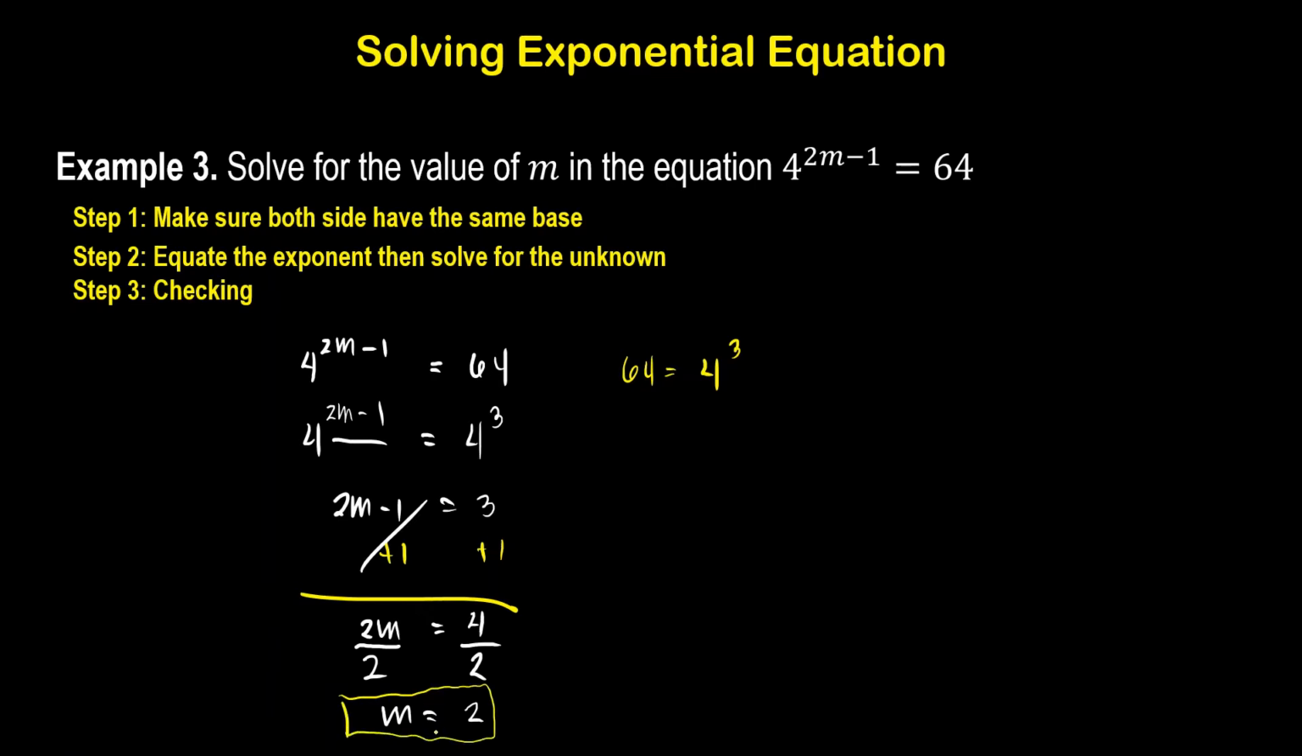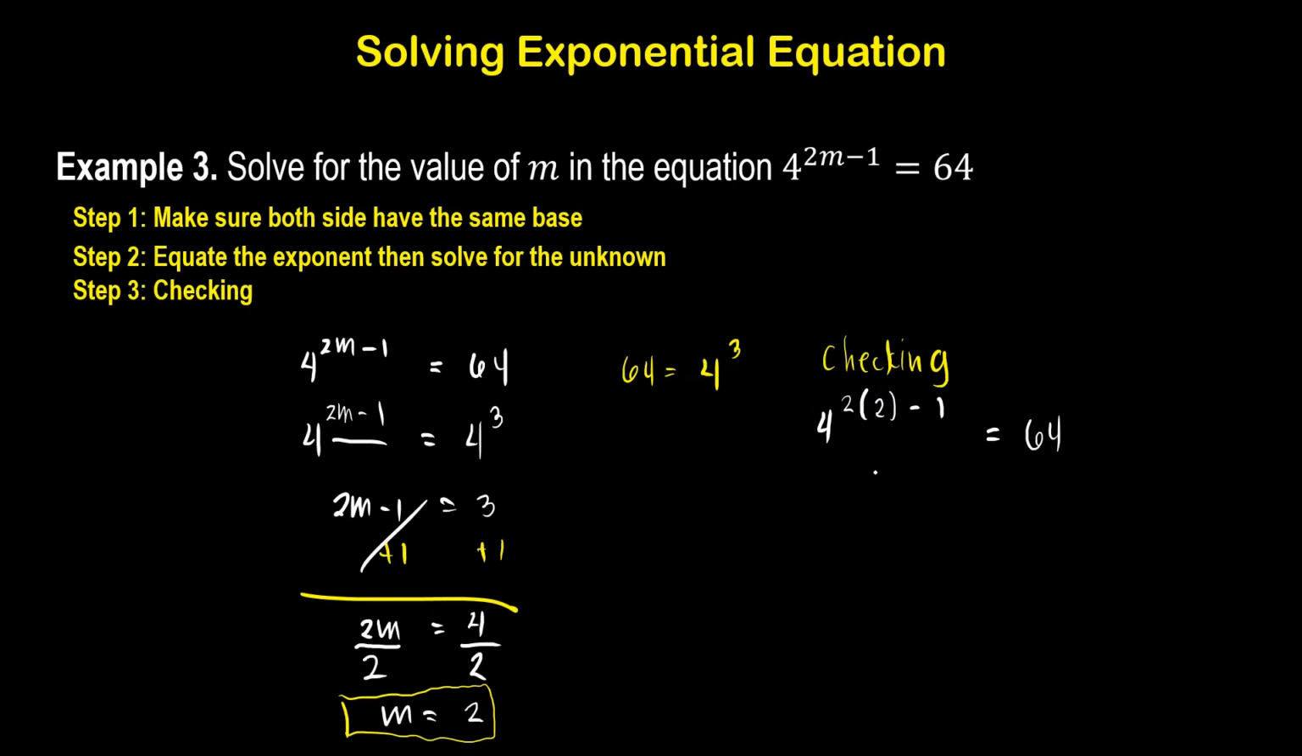Now, of course, to make sure na talaga yung 2 yung answer natin, ang gagawin natin is we do the checking. Let's check if this is correct. So again, let's use the original equation. So we have 4 raised to 2 times, of course, the value of m, which is equal to 2, minus 1 is equal to 64. So again, let's simplify this one.